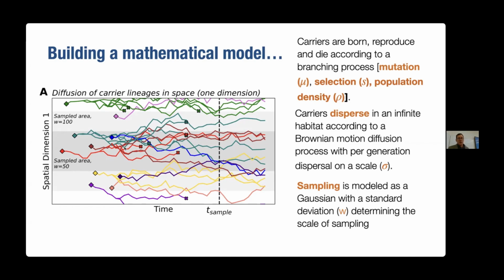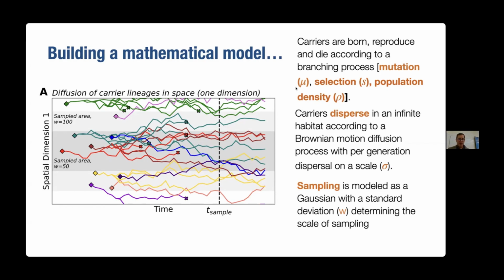And we imagine at some point sampling the population, and we can either sample a narrow area, where the width, the scale variable W, is 50, or sample a broader area, 100, but with the same sampling effort. And so we will have different discoveries as a result of that different sampling scale.